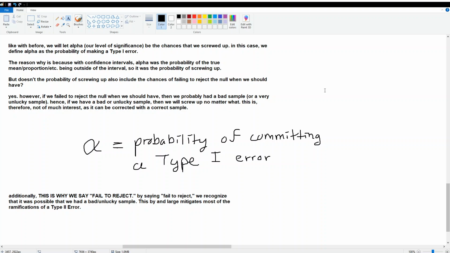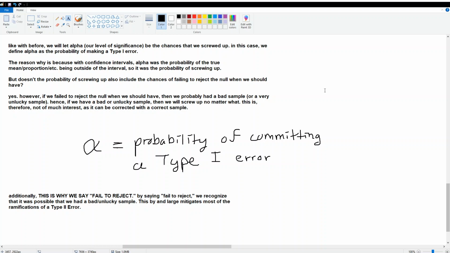So it's the probability of screwing up. Now, you might ask, doesn't this probability of screwing up also include the chances of failing to reject the null when we should have? However, if we failed to reject this null when we should have, we were either extremely unlucky or had a bad sample. Well, we can correct for the unlucky part simply by having a very low value of alpha. If our value of alpha is 0.01, then we only have a 1% chance of getting extremely unlucky. So that low alpha takes care of that. So in this case, the only time we should be screwing up is if we have a bad sample.